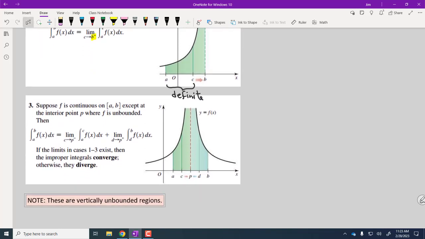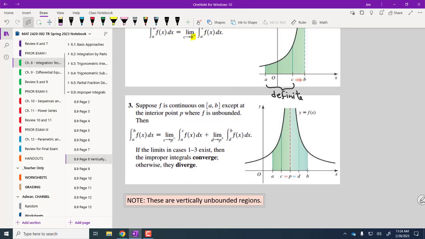If we have two sides, you do what you probably think. You integrate on the left, you integrate on the right, and you add them together. In order for that whole volcano-looking thing to be finite, both sides have to be finite. So we have to integrate twice. We have to do the left side and the right side, and that has to add. Both those have to be finite to have a total finite area. Okay, so these are vertically unbounded. Let's try one.